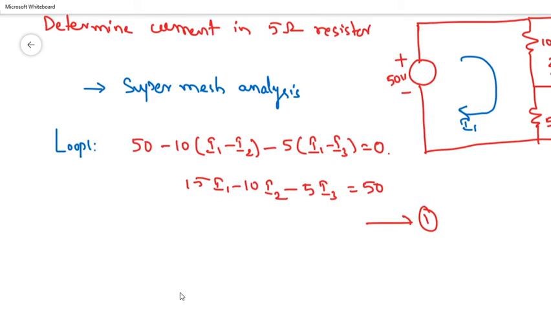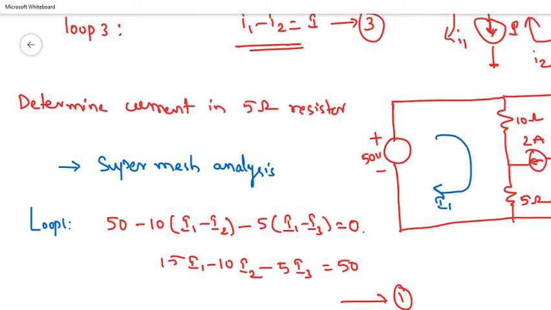So what is loop 2? Loop 2 has a 10 ohms resistor, a 2 ohms resistor, a 3 ohms resistor, and a current source. Can we apply KVL directly in that loop? No, we cannot apply KVL, because there is a current source. So we need to skip or eliminate that current source. Just skip this entire circuit, this entire thing.